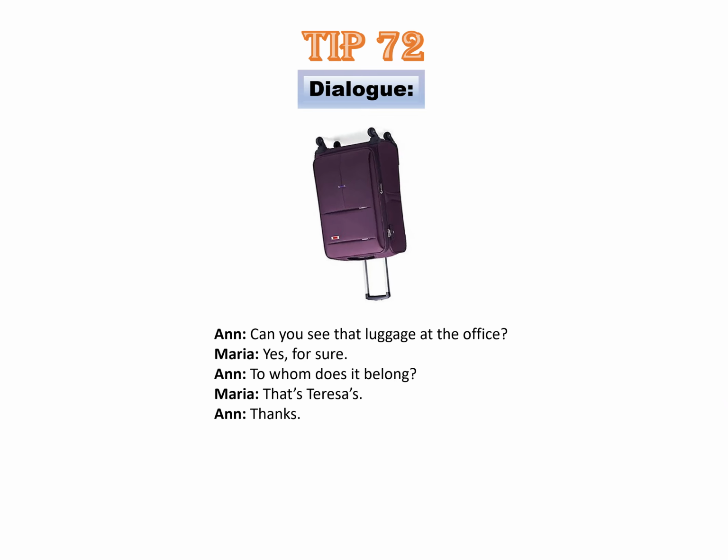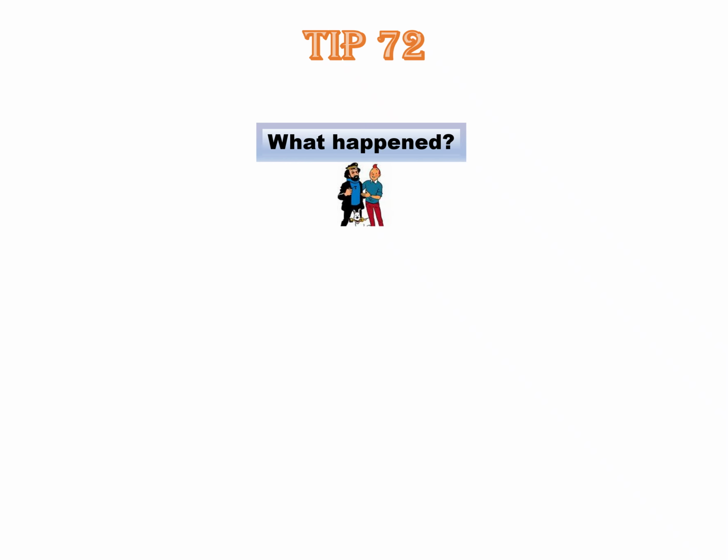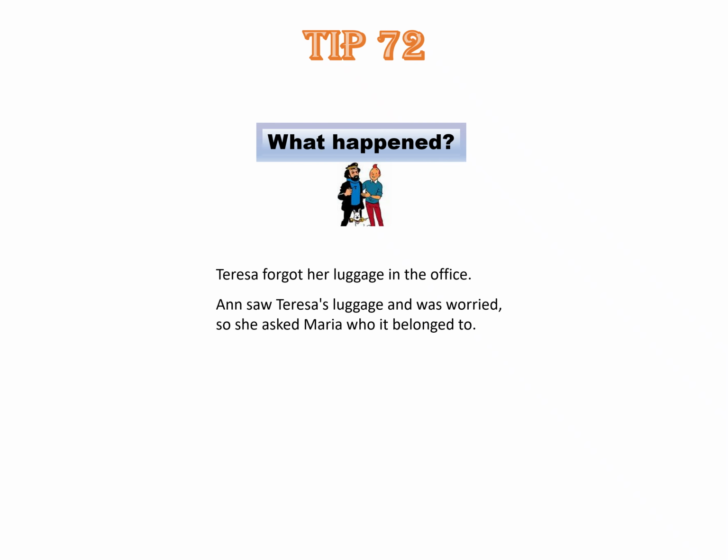Dialogue: Can you see that luggage at the office? Yes, for sure. To whom does it belong? That's Teresa's. Thanks. What happened? Teresa forgot her luggage in the office. Anne saw Teresa's luggage and was worried. So she asked Maria who it belonged to.